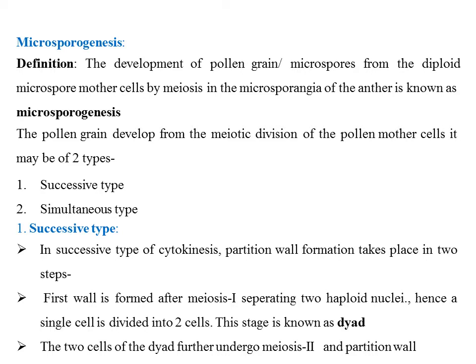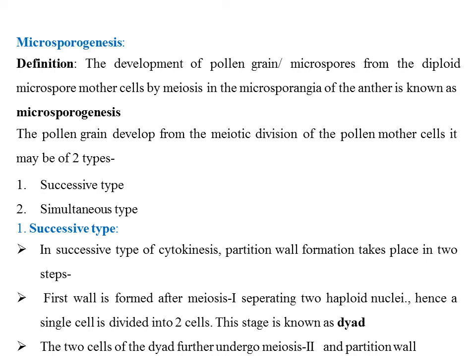Let us start. Definition of microsporogenesis: the development of pollen grain microspores from the diploid microspore mother cell by meiosis in the microsporangia of the anther is known as microsporogenesis. The pollen grain develops from the division of the pollen mother cells. It may be of two types: first, successive type, and second, simultaneous type.